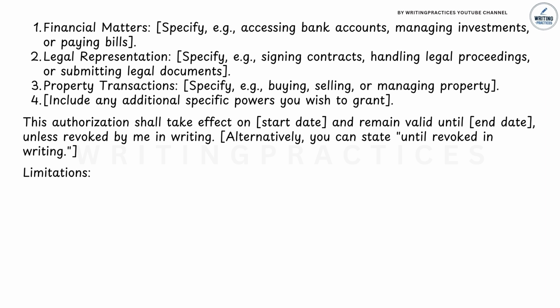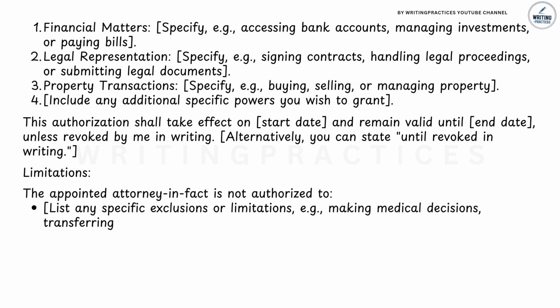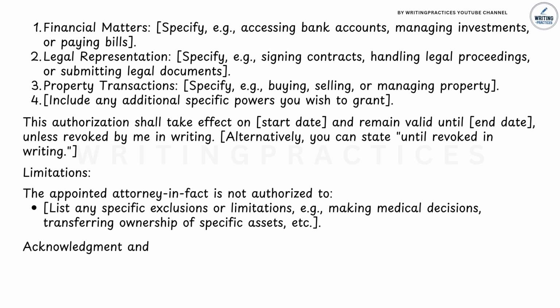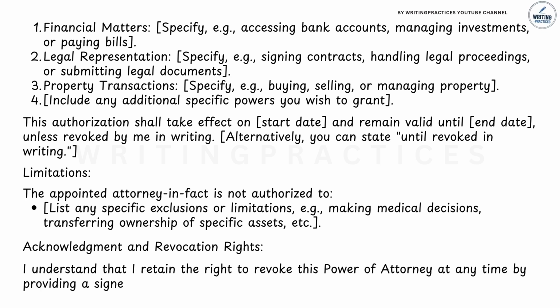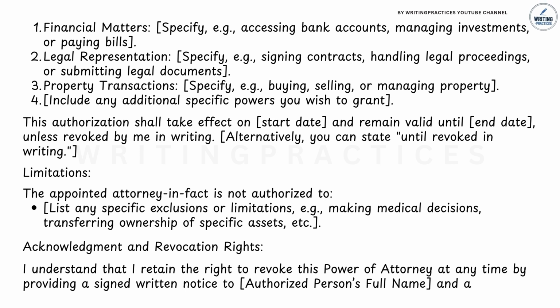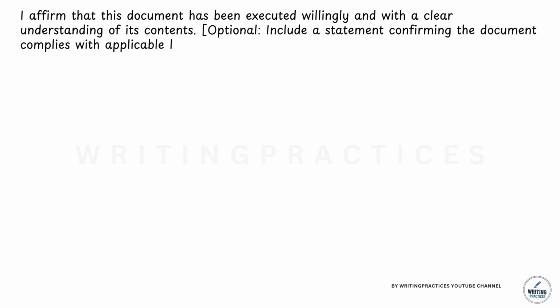Limitations of authority. This section outlines what the attorney in fact cannot do. Example, the appointed attorney in fact is not authorized to make medical decisions, transfer ownership of specific assets, or other exclusions. Protects against misuse of authority. Clearly defining limits prevents misunderstandings or disputes. Acknowledgement and revocation rights. Reaffirm your control over the POA and your right to revoke it. Example, I understand that I retain the right to revoke this power of attorney at any time by providing a signed written notice to authorized person's full name and all relevant parties. Reinforces the principal's authority. Including a revocation process ensures all parties are informed if the POA is cancelled.